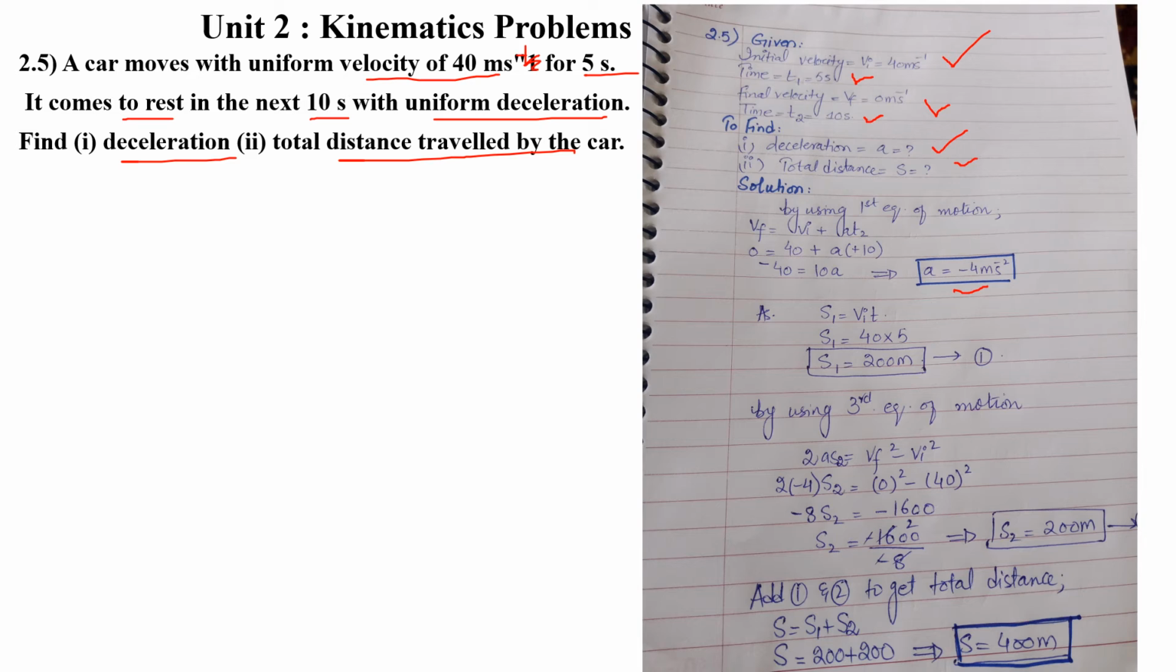Then we have to find out the total distance. The first time is calculated for the initial velocity, and the second time is for both initial and final velocity. So s1 is equal to vit. Just put the value, we get the answer. S1 is equal to 200 meters. So here we will use the time t1, right? Then by using the third equation of motion, 2a s2 is equal to vf square minus vi square. Just put the value and we will get the answer. S2 is equal to 200 meter, and the total distance will be, by adding them, equation 1 and 2, 200 plus 200 gives you 400 meter.